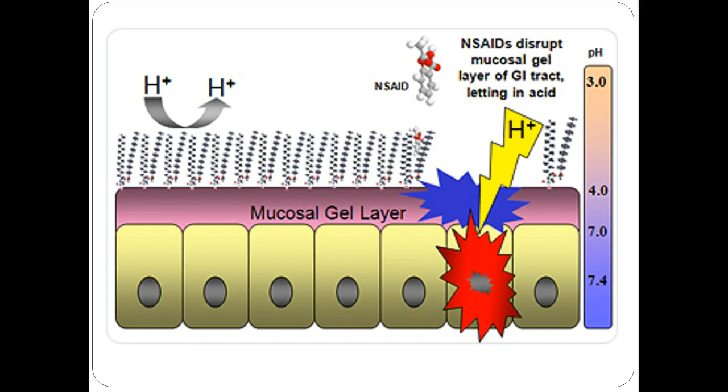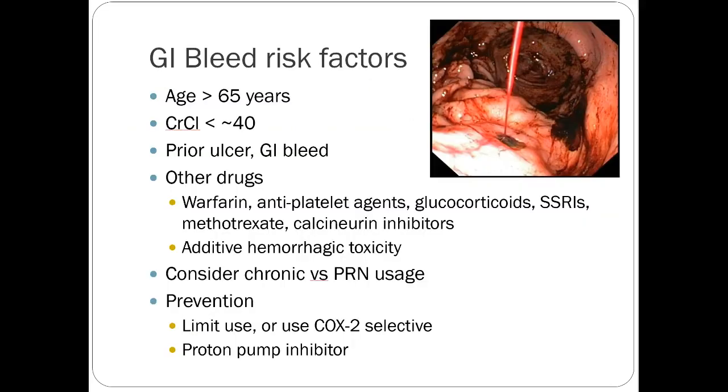All right, so anyway, your prostaglandins protect the mucosal gel layer and therefore protect the underlying cells in the GI tract. And NSAIDs disrupt that. They don't allow the prostaglandins to keep that layer intact, and therefore acid can get into the cells more readily that way, especially if you've had a previous GI bleed or you're prone. And these are some of the general risk factors. So whenever we're talking about GI bleeding risk and NSAIDs, this is some of the information that you just want to keep in the back of your mind as something that would be important to screen a patient for.